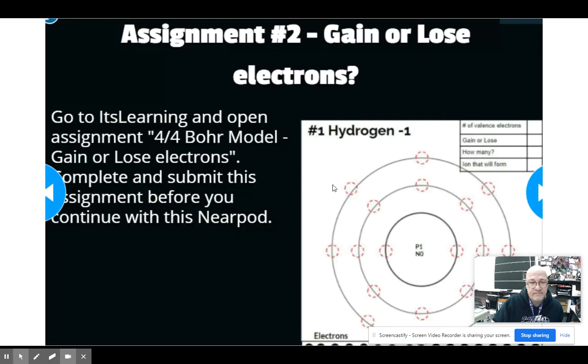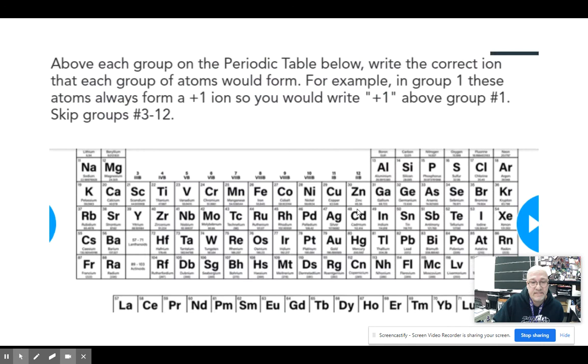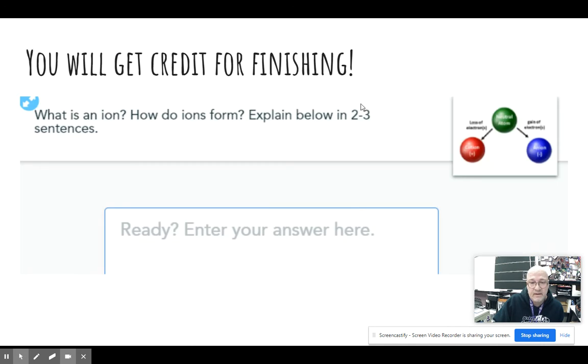More matching. Gain or lose electrons, I'll go over this in a second, but basically you just drag electrons over and there'll be electrons on the screen. You just drag them onto the little spots there, little parking spaces. And if you need more, you just copy them. More matching, more drawing. And then answer this. How do ions form? That's it.